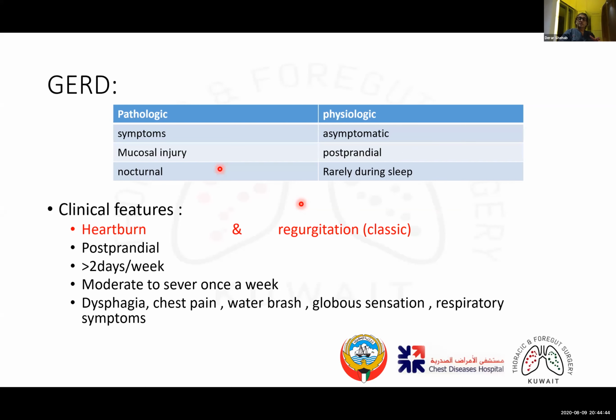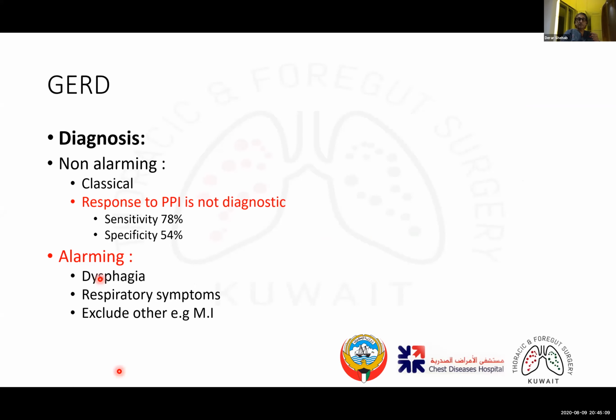GERD patients present classically with heartburn and regurgitation. Usually, the symptoms are postprandial. To diagnose GERD, you need at least 2 episodes a week. Other than heartburn and regurgitation, they may present with dysphagia, chest pain, and sometimes with respiratory symptoms. Obtaining a proper history is very important in GERD.